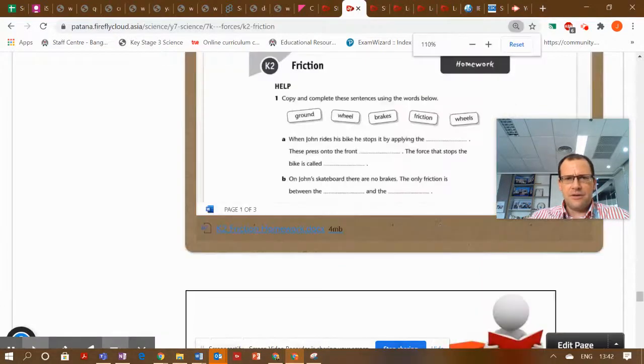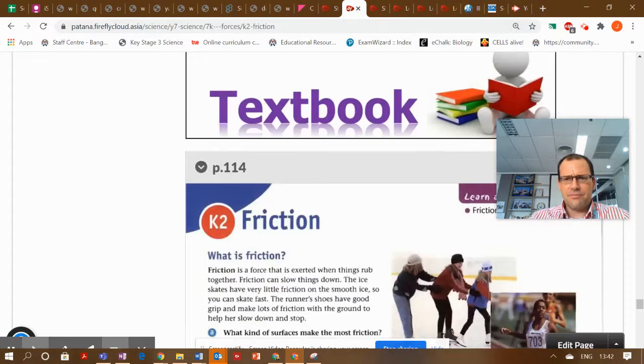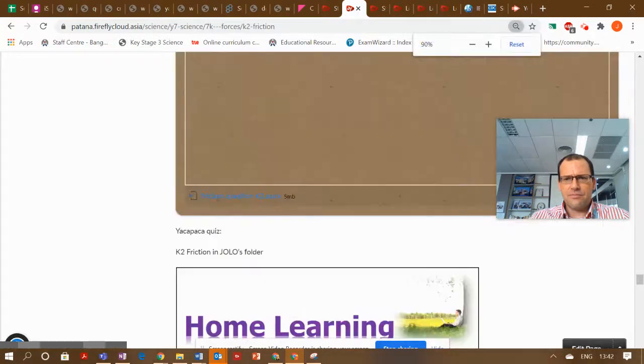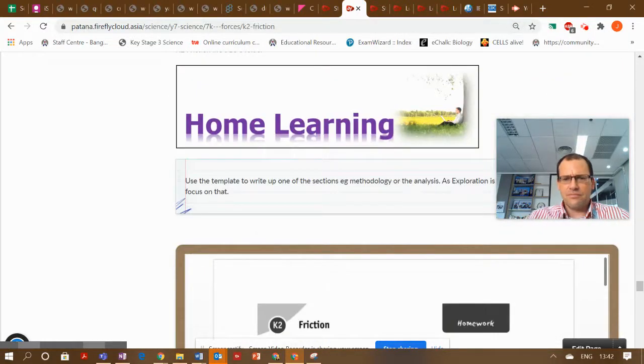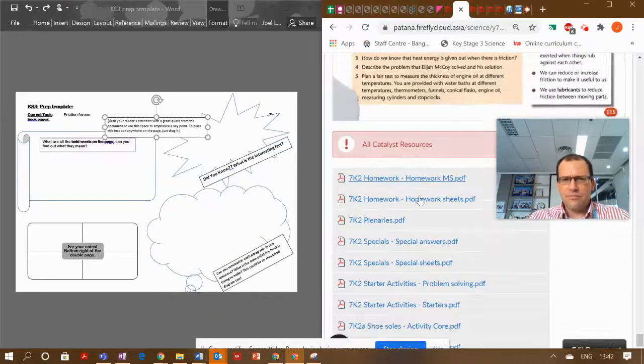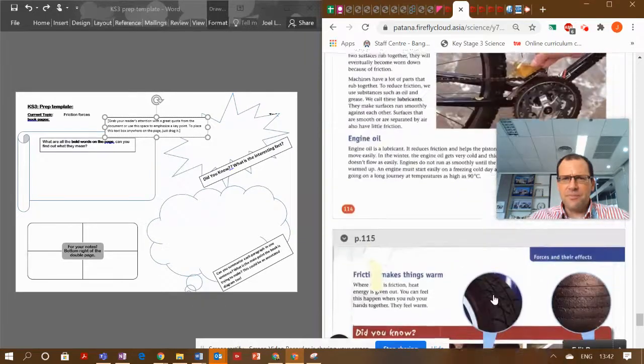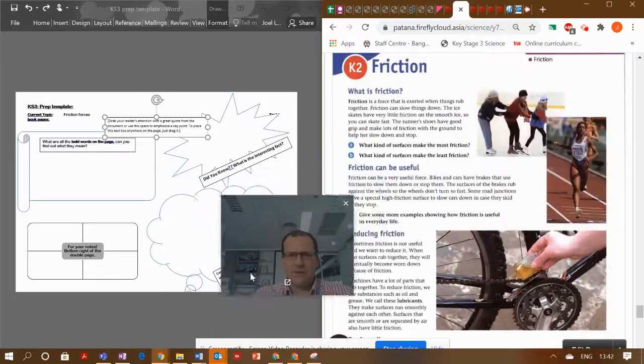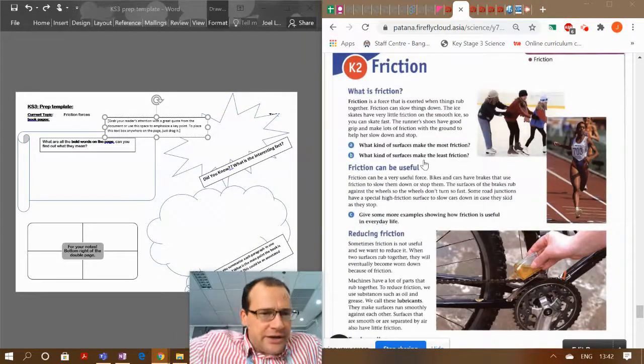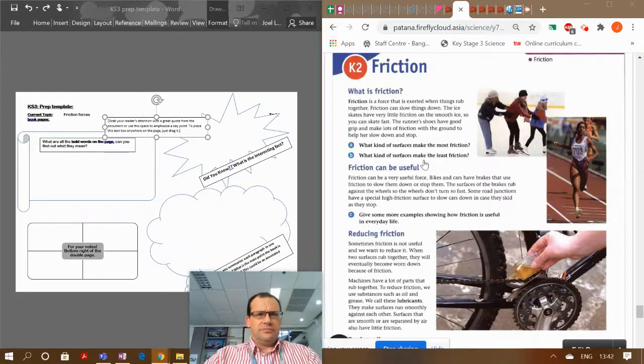Okay, so let's make that smaller. There we go. Get myself out of the way. Okay, so the title, friction, would go in here, friction forces.